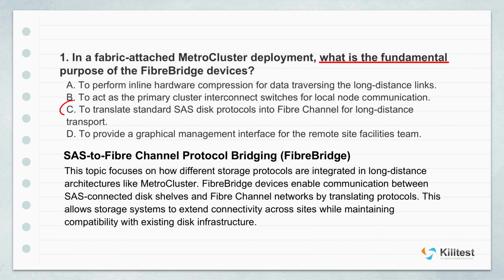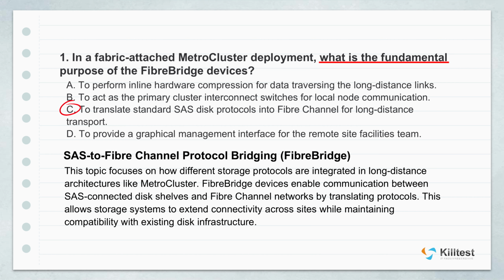Okay. The source defines the fundamental purpose of a fiber bridge as protocol conversion, specifically taking standard SAS disk protocols and translating them into fiber channel. Let me stop you there, because the exam throws around acronyms like SAS, Serial Attached SCSI. I know SAS is incredibly fast for reading and writing data, but why does it need to be translated at all? Why can't we just run a long SAS cable between 2 data centers?